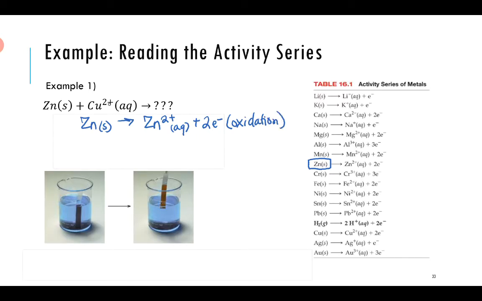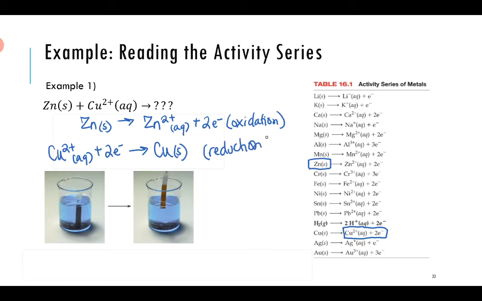And now my copper 2+ ions. Where are my copper 2+ ions? Here's my copper 2+ ions. And so those are on the product side here, but I need them on my reactant side. So that means I got to flip this around. And so I need my copper 2+ aqueous ions and my 2 electrons, and those are going to form Cu solid. And so that is gain of electrons, and so that's my reduction half. So this is my oxidation half, and this is my reduction half.